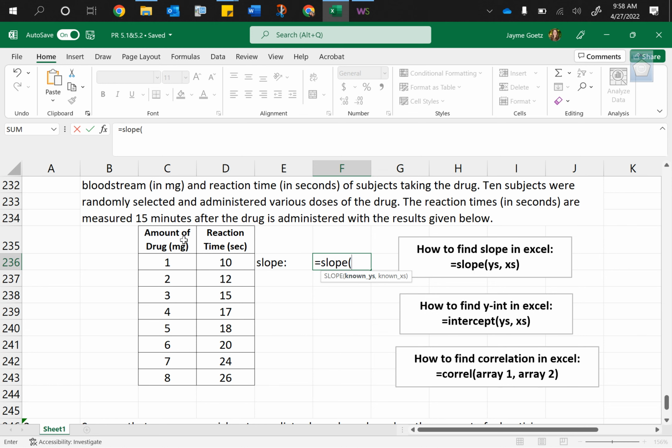So the y values is the dependent or independent value? Dependent. Which one is dependent? The reaction time, very good. So this is my y values here. Comma, the known x's are my independent values. The amount of the drug.